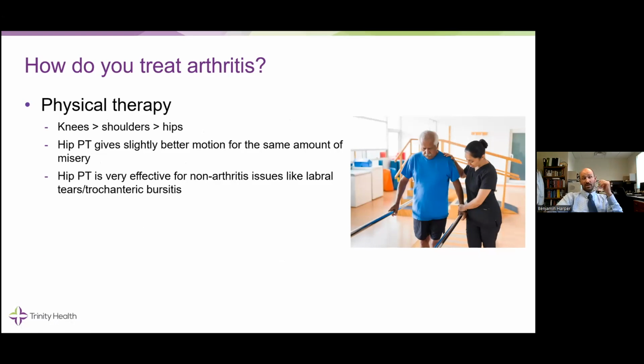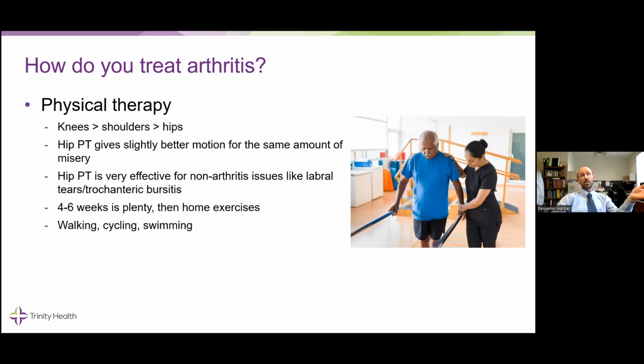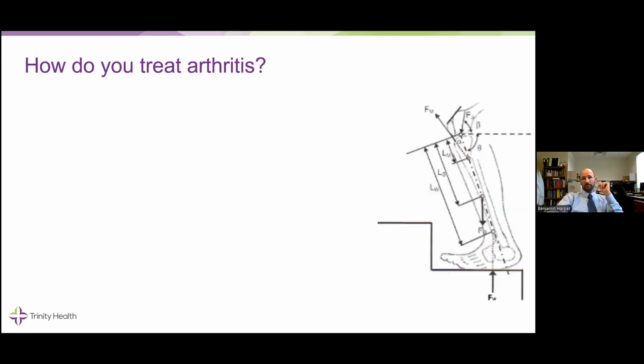It's very effective and really the answer for non-arthritic issues like psoas tendonitis, trochanteric bursitis, a lot of labral issues. 4 to 6 weeks is usually good, and then they will optimize you through that, get you up and doing better. And then most people do require some form of an ongoing home program several times a week. And yes, most of us tend to wander away from that home program until the problem begins bothering us, and then we remember to get back out our therapy sheets. So walking, cycling, and swimming are better tolerated.